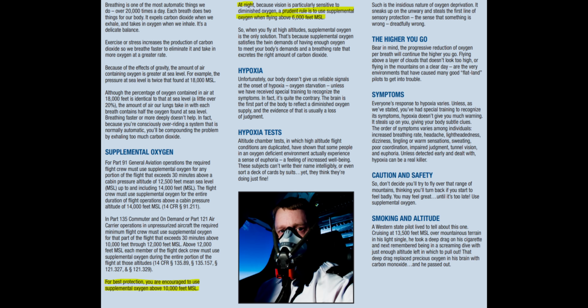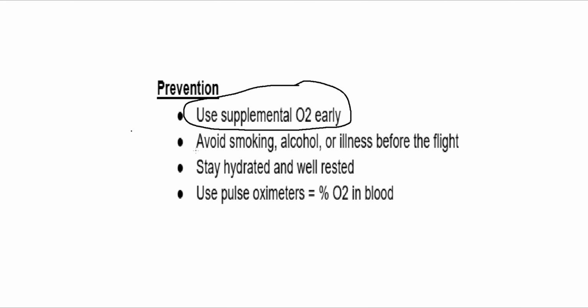Now, this is a good brochure to read because 91.211 says above 12,500 MSL for more than 30 minutes you have to use supplemental oxygen, but that doesn't mean we can't use it before reaching 12,500 feet. Now, the other best way to prevent hypoxia is to avoid smoking.